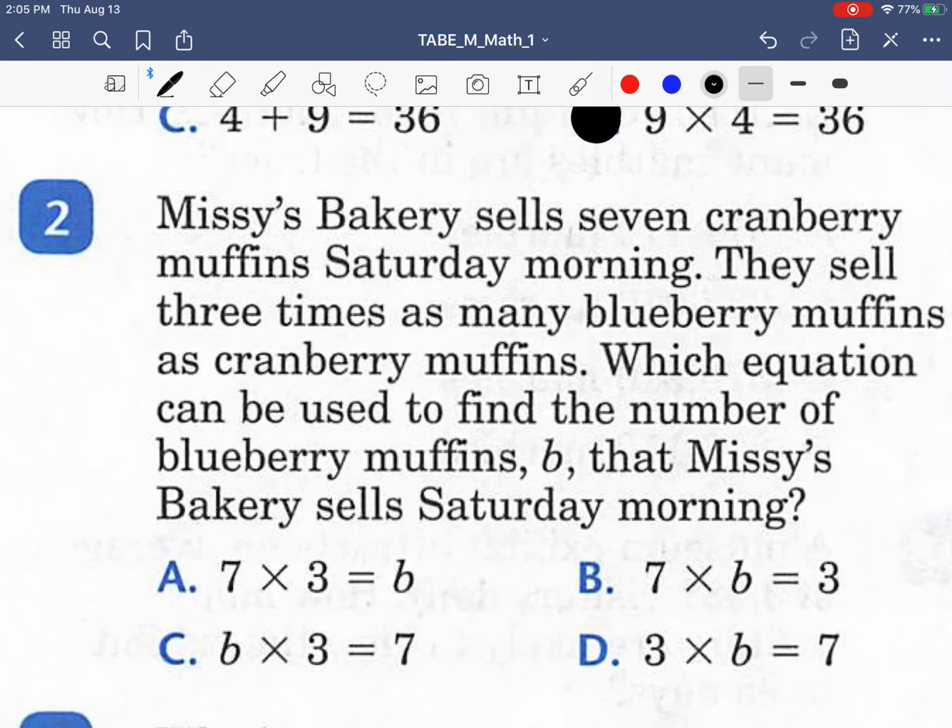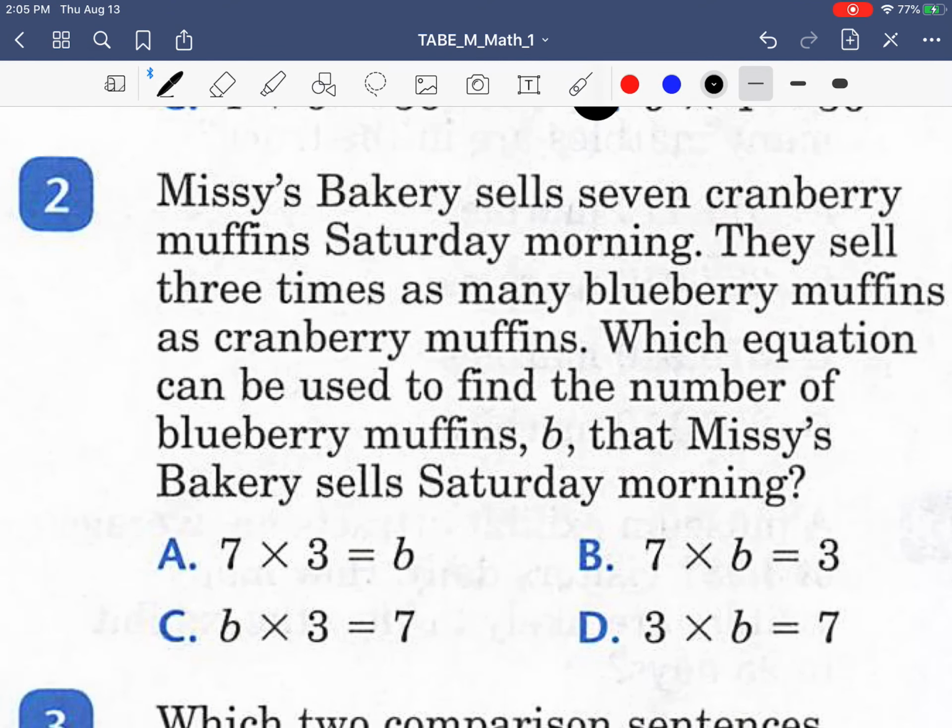Number 2. Missy's Bakery sells 7 cranberry muffins Saturday morning. So let me highlight what they're telling me. 7 cranberry muffins Saturday morning. They sell 3 times as many blueberry muffins as cranberry muffins. Which equation can be used to find the number of blueberry muffins, the B's, that Missy's Bakery sold Saturday morning?